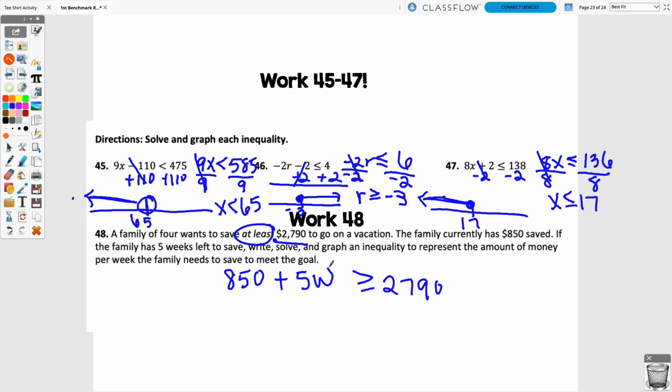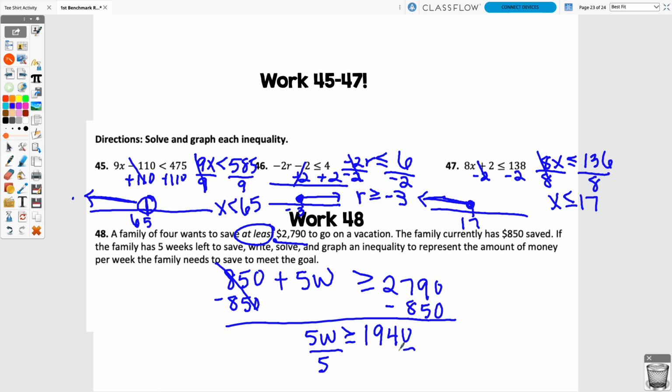All right, so now I just have to solve that inequality. Do I need to get rid of my 850 or my 5 first? 850. It's positive, so I'm going to subtract it to get rid of it. Cancel out, bring down my 5W. All right, 2790 minus 850 should give me what? 1,940.